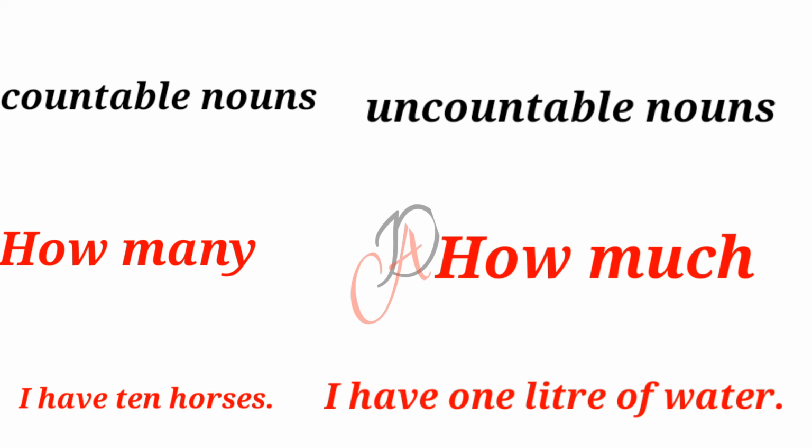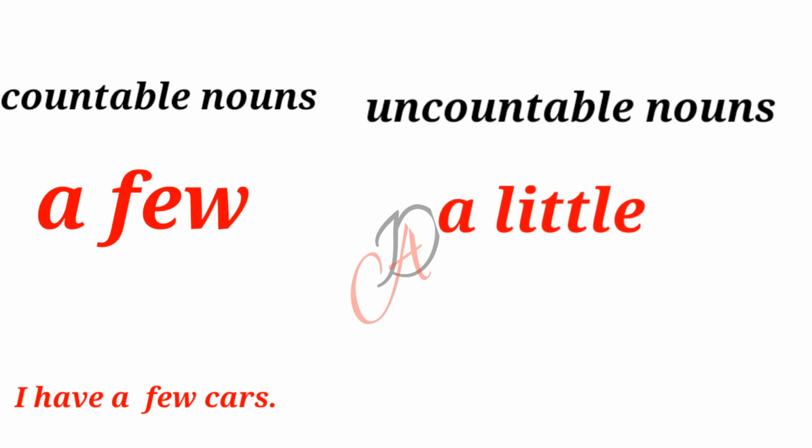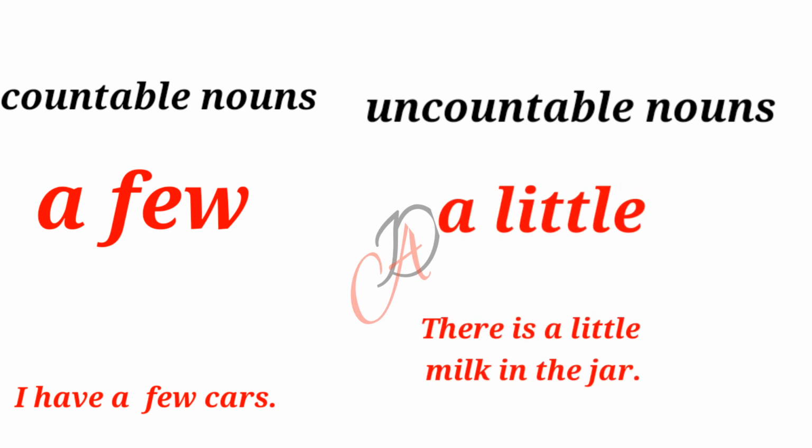In countable nouns, we use quantity expressions like a few when we do not know the exact number, but it is specially used for a small number. Like I can say I have a few cars, but I do not know the exact number, but it's a small number. Whereas when it comes to uncountable nouns, we use a little. For example, there's a little milk in the jar.